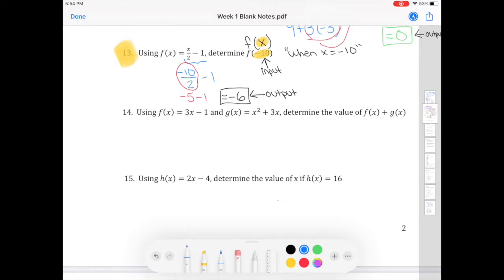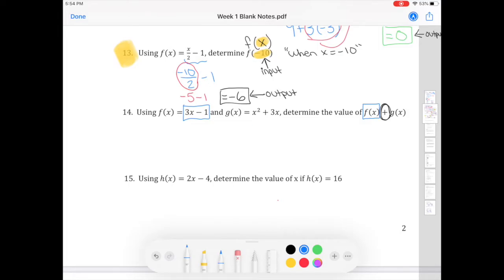Right, the next two are kind of different types of function questions, 14 being very different, so kind of just put the rest of what you just learned in the back of your head for now. 14 says using f of x equals 3x minus 1 and g of x equals x squared plus 3x, determine the value of f of x plus g of x. So that's a lot. We're doing two functions in one, and what it wants you to do is add the two functions together. So f of x is 3x minus 1.